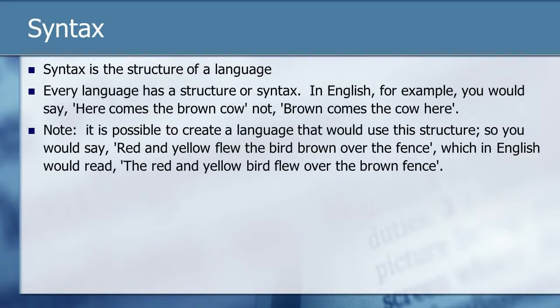Every program must have a particular syntax or structure. Every language has a structure or a syntax. In English, as an example, you would say, here comes the brown cow. You wouldn't say, brown comes the cow here. Now, it is possible to create a language that could use that structure. There's nothing wrong with that structure necessarily. So you could say, red and yellow flew the bird brown over the fence, which in English would read, the red and yellow bird flew over the brown fence. But the point is that no matter what language you're talking about, whether that's a human language that we use to speak or a programming language, there must be some flow, some structure, or syntax to that particular language.